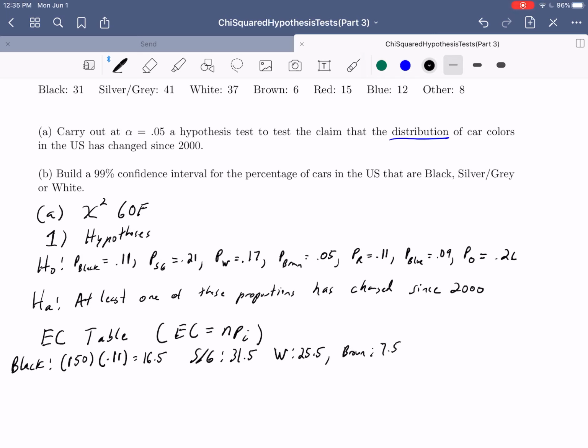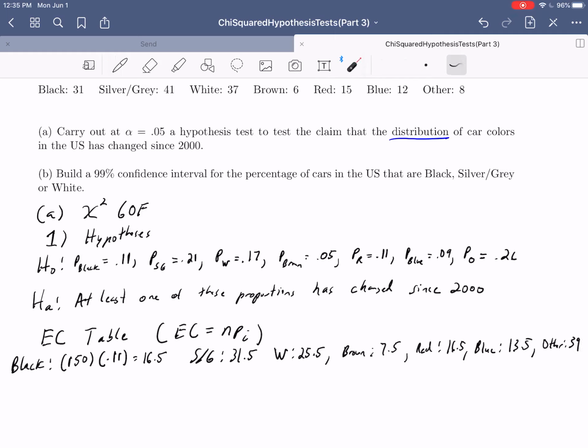And then for brown, it's going to be 150 times that 0.05, so we get 7.5 there. For red, it's going to be, again, 150 times 0.11, so it's going to be 16.5. For blue, we're going to take 150 times 0.09, 13.5. And finally, for the other, which we'll just slide down a little bit, it'll be 150 times that 0.26. Looks like we should get 39.